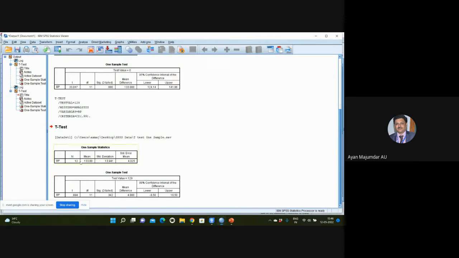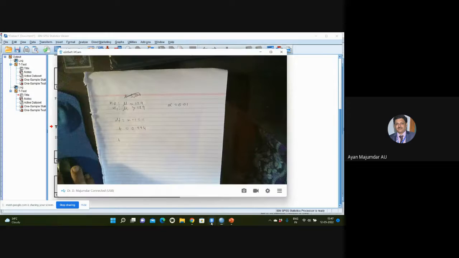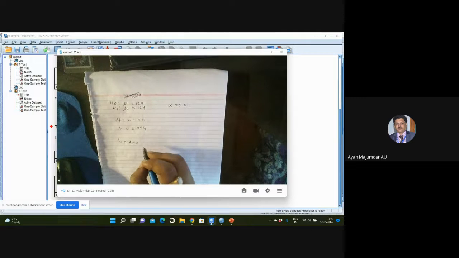And what is our t value? The t value we have computed is 0.994. This is the t value. So we need to check the t-value at the 1% level with 11 degrees of freedom; that value we need to look up from the table.